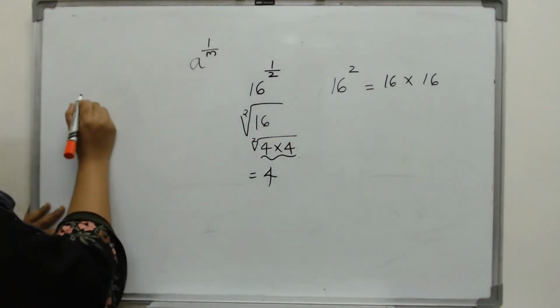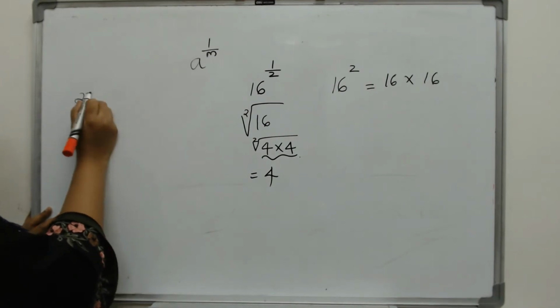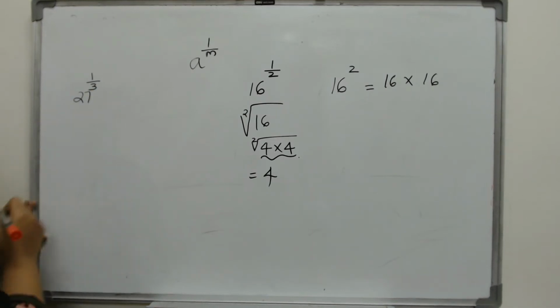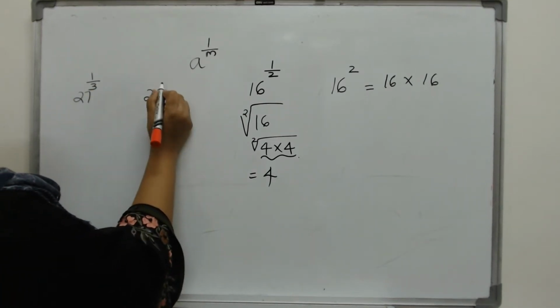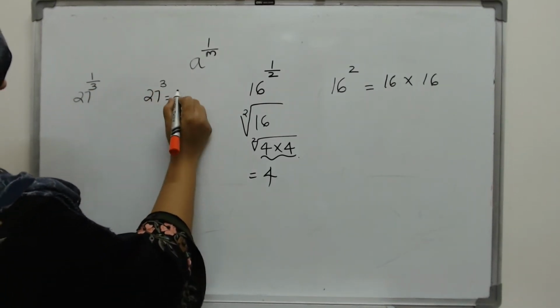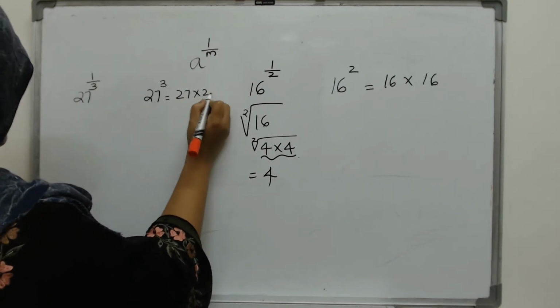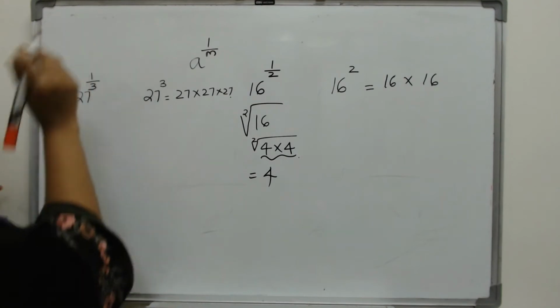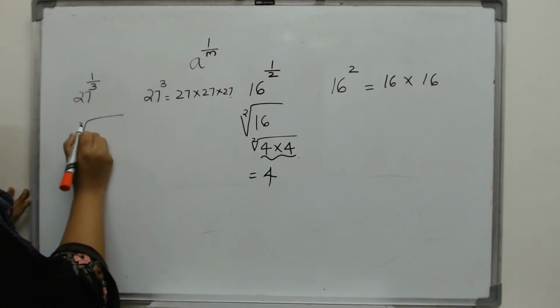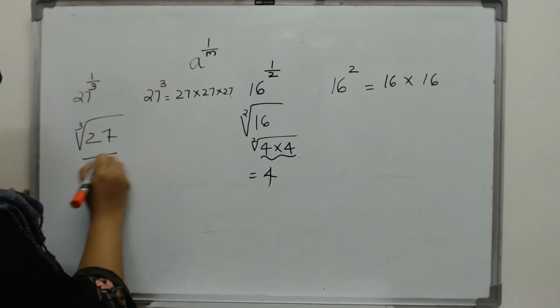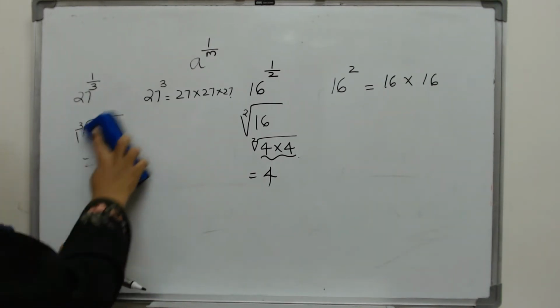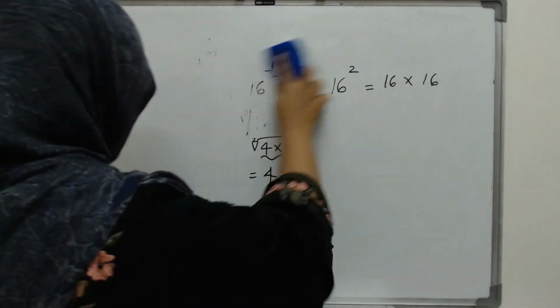Again, what does say 27 raised to 1 by 3 mean? We know what 27 raised to 3 means. It means 27 multiplied 3 times. But then 27 raised to 1 by 3 is actually the cube root of 27. This is not for beginners. You will study it in the later classes, but I just mentioned it. Now let us go on to some question answers.